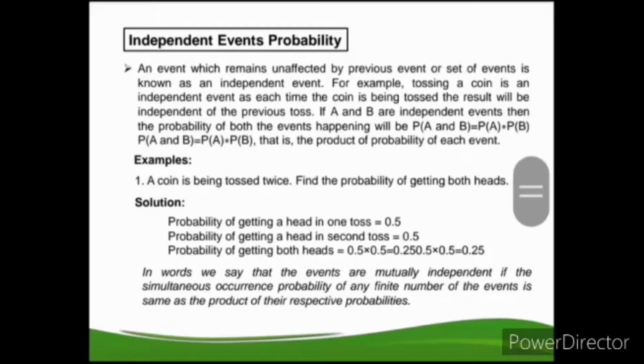In words, we say that events are mutually independent if the probability of the simultaneous occurrence of any finite number of the events is the same as the product of their respective probabilities. Okay, that will be all.